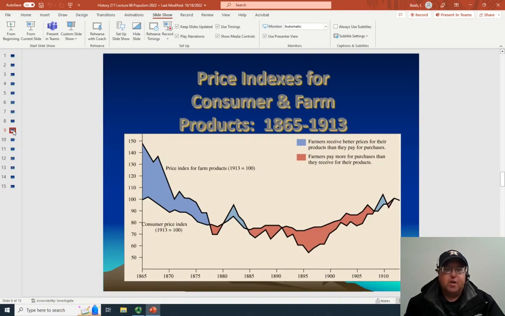Here's a price index for consumer products and farm products during the late 19th century. The green area represents prices high enough that farmers or agricultural workers can make enough money to survive. If you notice, most of the section, especially the later half of the period we're studying, does not make enough money to survive. This is the era, the late 19th century here, where we start to see farmers having to abandon the countryside and head to the city.